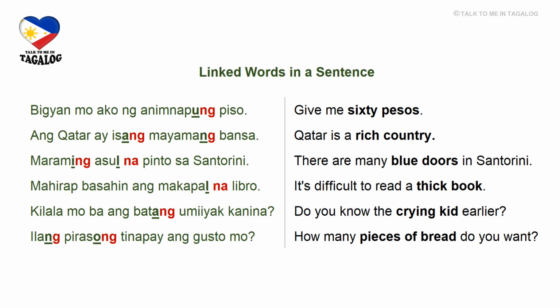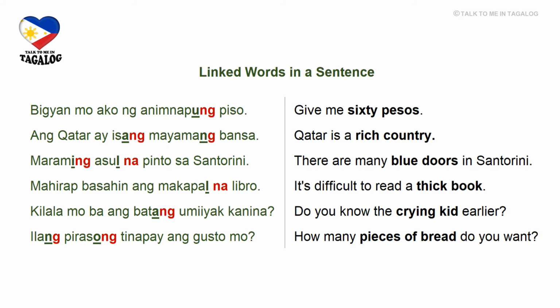Mahirap basahin ang makapal na libro. Mahirap is difficult, basahin is to read, makapal means thick, and libro means book. Mahirap basahin ang makapal na libro. It's difficult to read a thick book.